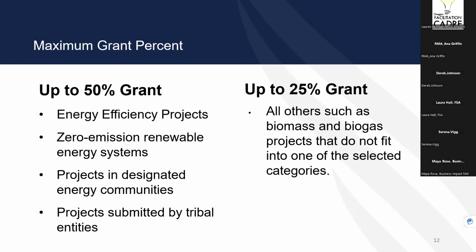In terms of the grant percentage, project types that can get up to a 50% grant include any energy efficiency project, any project that emits zero greenhouse gas emissions at the project level, any project in a designated energy community, where there's a map to plug in your address, and any projects submitted by an eligible tribal entity. All the rest of the projects would qualify for up to a 25% grant, including biomass and biogas projects that don't fit into one of those 50% categories.